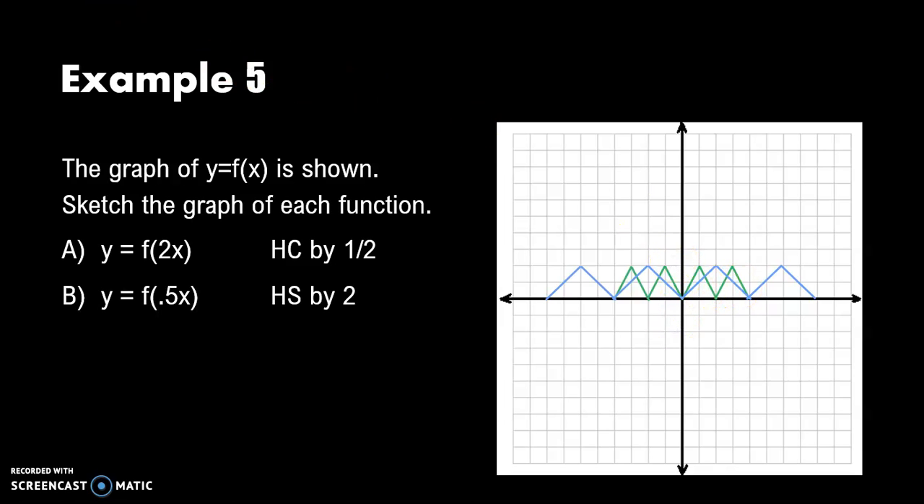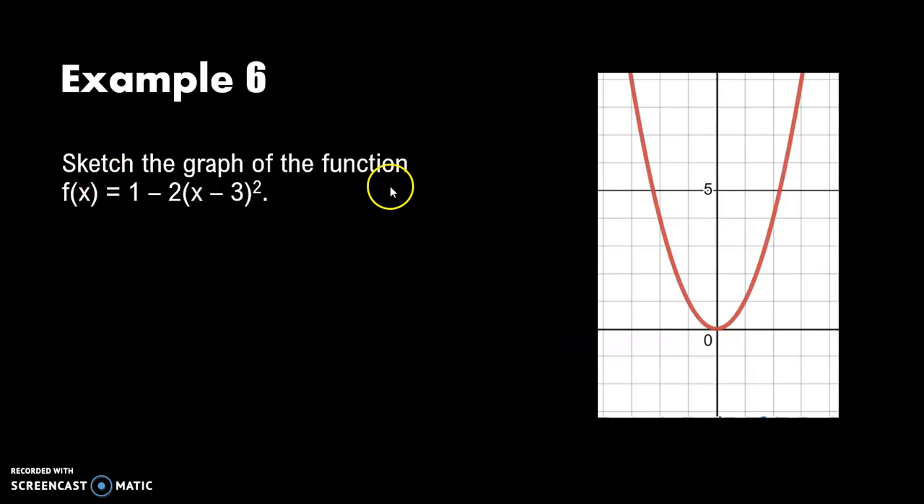Let's take a look at another example. In this one, we're using a familiar graph, but there are lots of transformations happening. So they say to sketch the graph of the function f of x equals 1 minus 2 times x minus 3 squared. So that is a quadratic. So I have the quadratic parent function right here. Here's the x-axis and the y-axis.